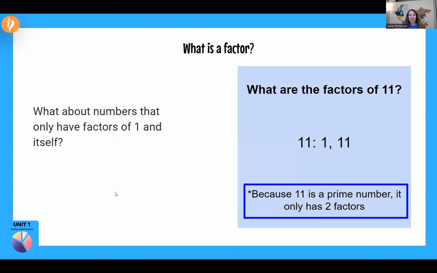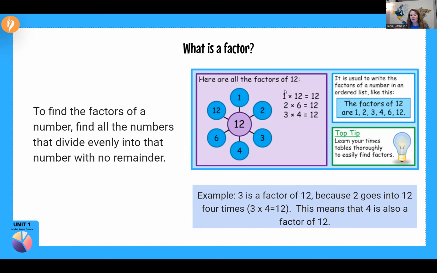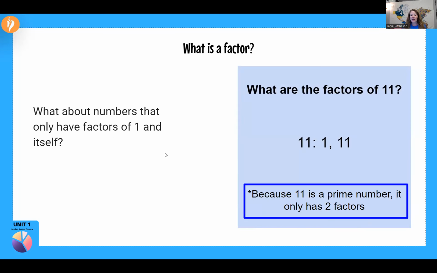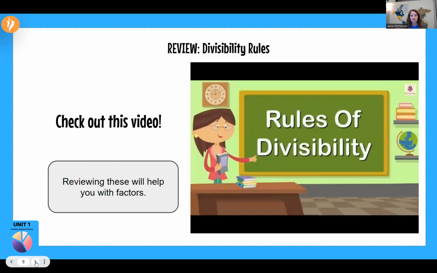What about numbers that only have factors of 1 and itself? Well, those numbers are called prime numbers, like the number 11. The only two factors of 11 are 1 and itself, 11. If you have a number that has multiple factors, more than 2, those numbers are called composite numbers. But 11 is a prime number. Can you think of other prime numbers? Well, the number 2, 3, 5, 7, 13, 17, 19, 29. There's a lot of prime numbers, aren't there?